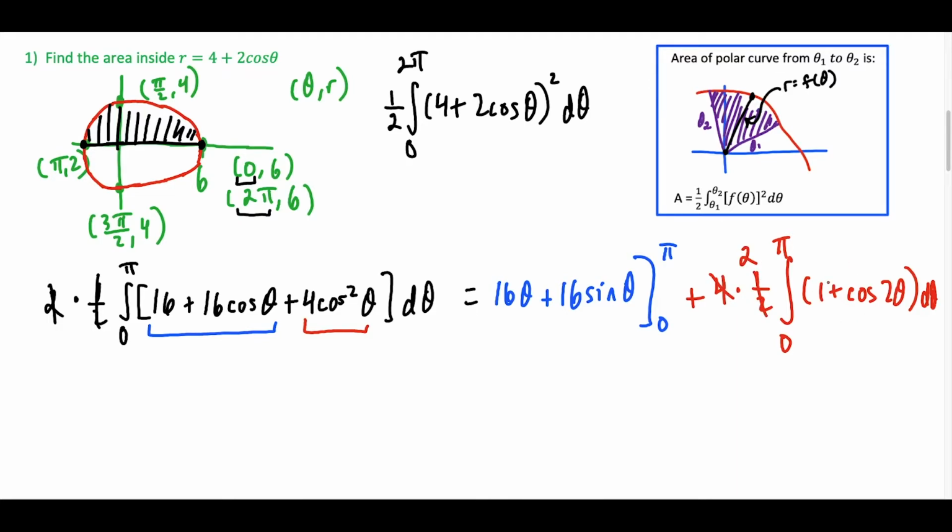So now we just take the antiderivative of this piece, and we'll be closer to our answer. So what we have first, we have 16 theta plus 16 sine theta. That part doesn't change, and we're going to leave the limits here from 0 to pi.